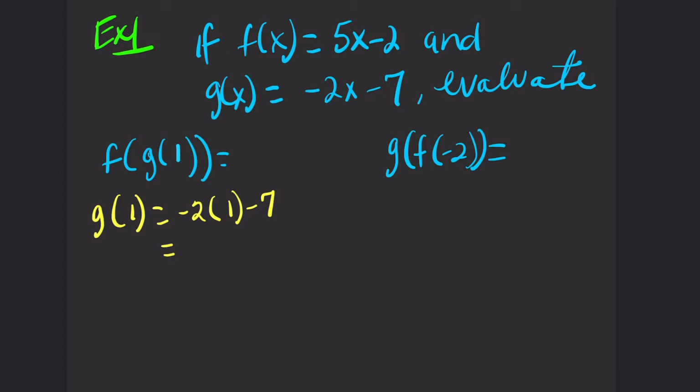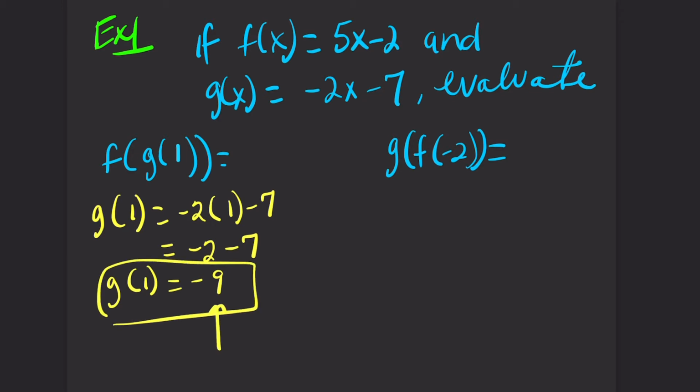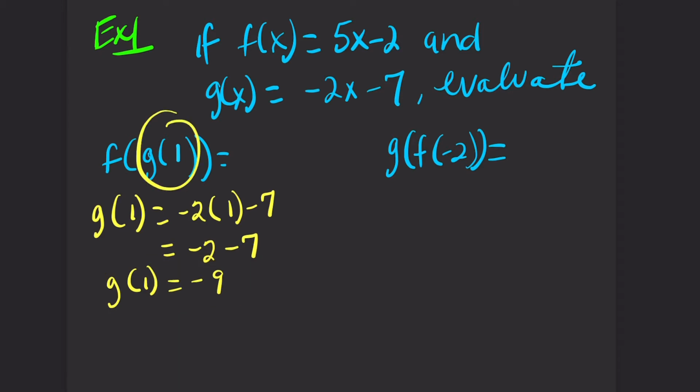And let's simplify. Negative 2 times 1 is negative 2, minus 7 is negative 9. Okay, so for g of x, whenever x is 1, the y value is negative 9. So after you evaluate the inside, we are going to replace that g of 1 with a negative 9. So let me choose another color for this. So again, I evaluated g of 1. I found that g of 1 is negative 9. So you replace the g of 1 with negative 9. And I'm going to do that at the bottom. So now I'm doing f of negative 9.